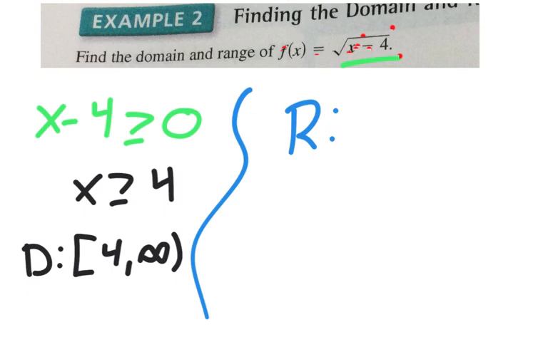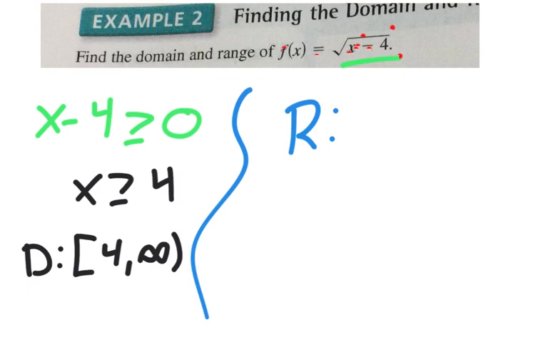Okay, well, let's think about what we're getting. We're getting 0. We're getting 1. We could get 2 if we plugged in 8. If I plugged in 13, I would get 3. Right? Everything I'm getting is what? Say it. Positive. I can't get a negative number out of that radical because when I take a square root, I'm saying what times itself gives me that value. So whatever comes out of it is going to be a positive number.